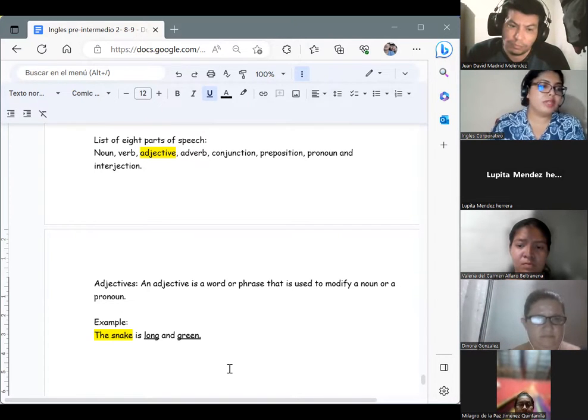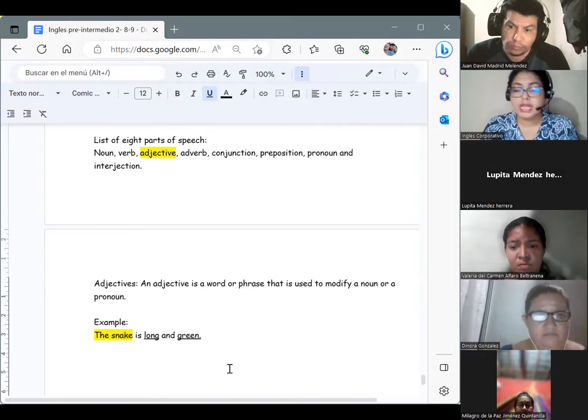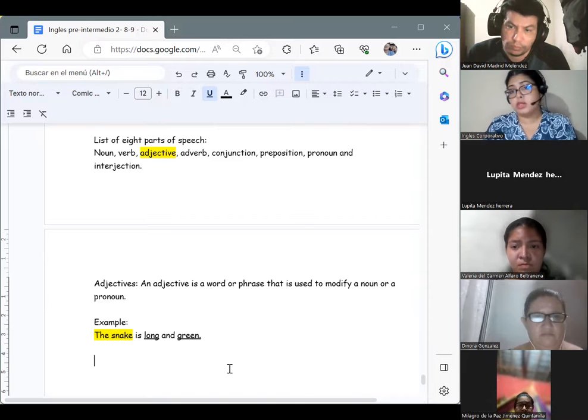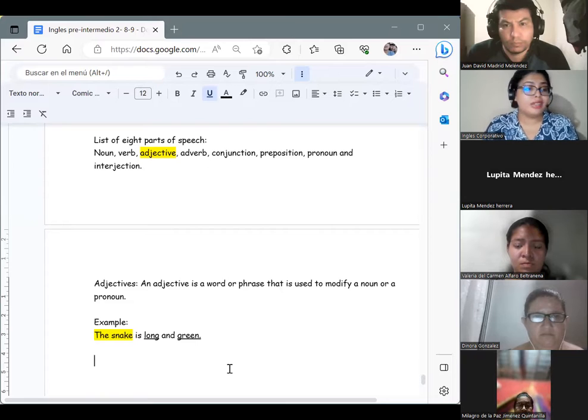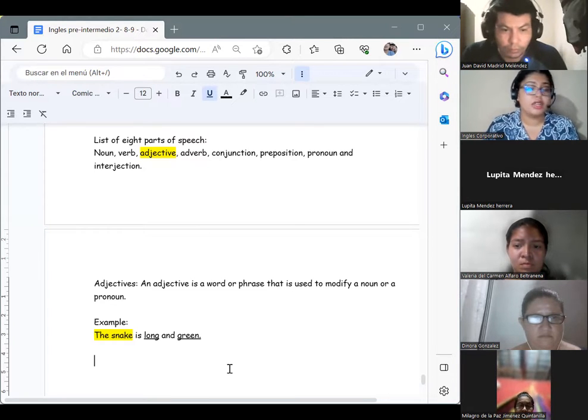In this example, long and green are adjectives because they modify the noun snake. That is the thing that we were saying. Some words modify nouns that are not adjectives. In this case, we need to be very clear that if we are modifying the nouns, not all the time it's going to be an adjective. We have different elements too that are going to modify the nouns. And we can have these ones that are called attributive nouns, and they are not predicative of the noun. So they are not adjectives.